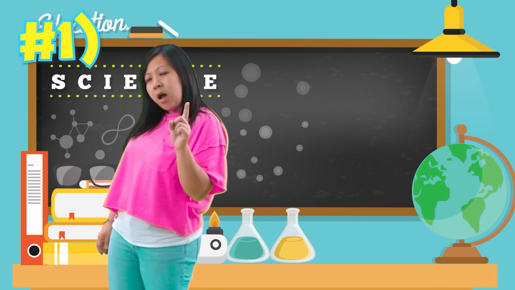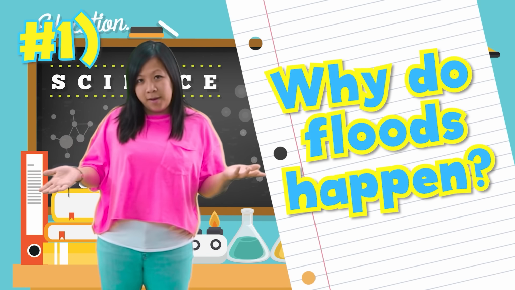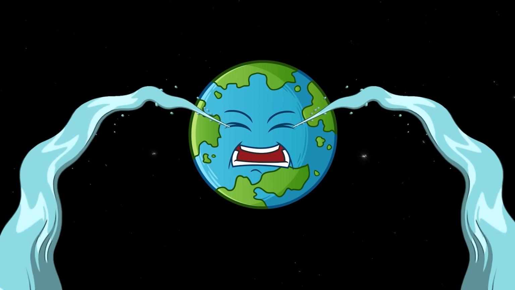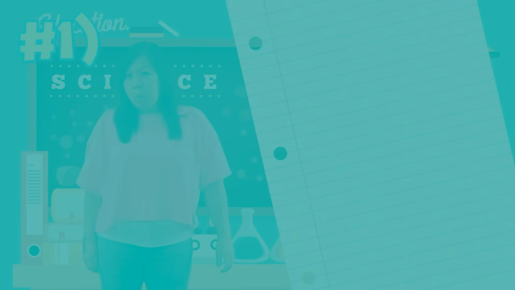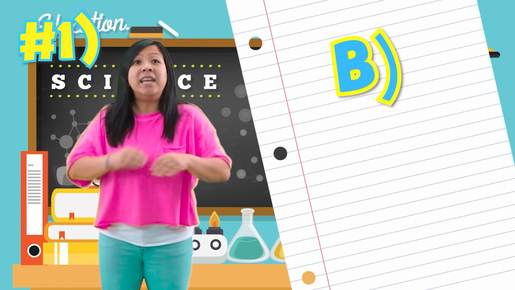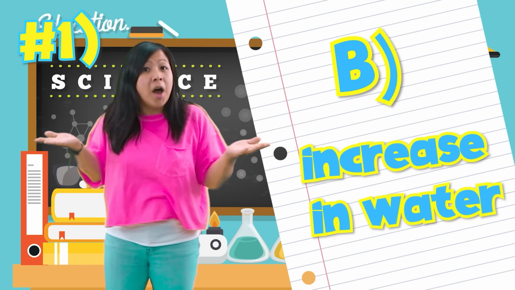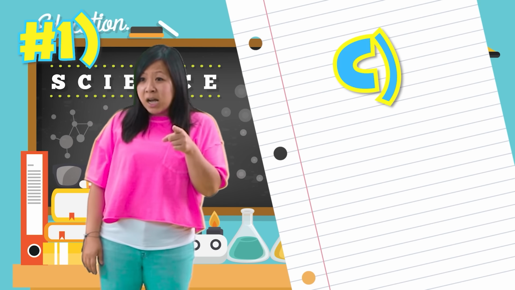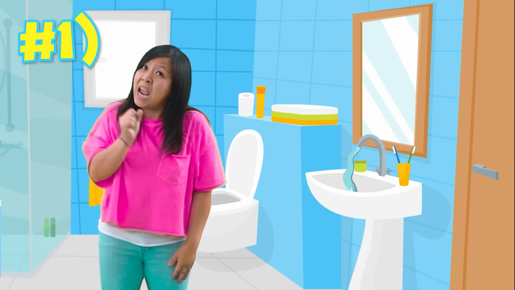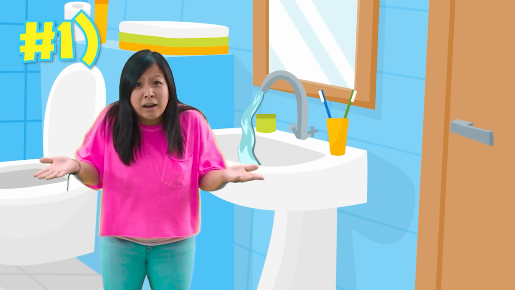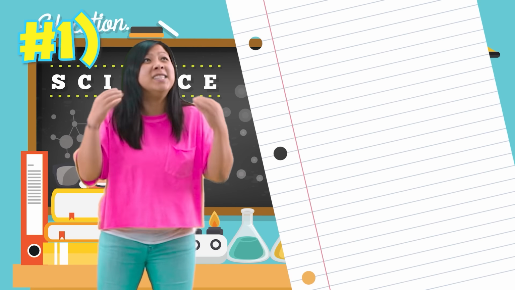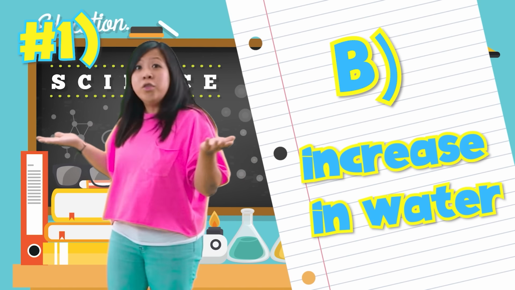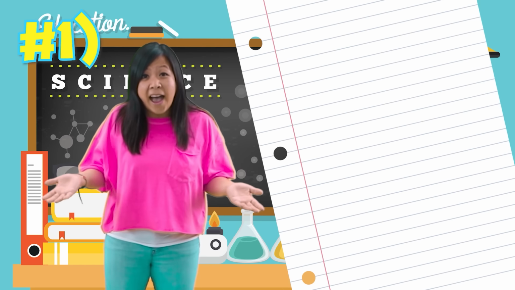Question number one. Why does a flood happen? Is it because A, the earth is crying? Or is it because B, there's an increase in water and the water has nowhere to go? Or is it because C, you brushed your teeth this morning and you forgot to turn off the water? Did you guys guess it? It is B, the flood happens because there's an increase in water with no place for the water to go.